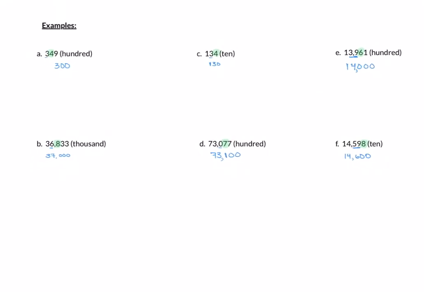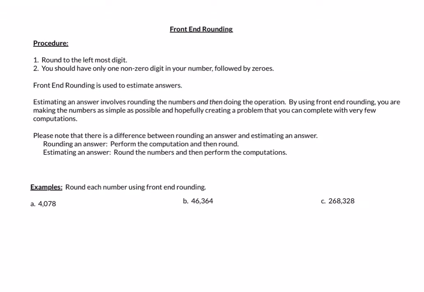Okay, so that takes care of our basic rounding. Let's go ahead and look at one last thing for this section. The last thing we want to talk about is front-end rounding and estimating. Front-end rounding, what we're going to do is we are not going to be told which digit or which column value to round to. Front-end rounding is we want to round to the front of the number, or always the leftmost digit. If you do this correctly, you should have only one non-zero digit in your number followed by zeros.